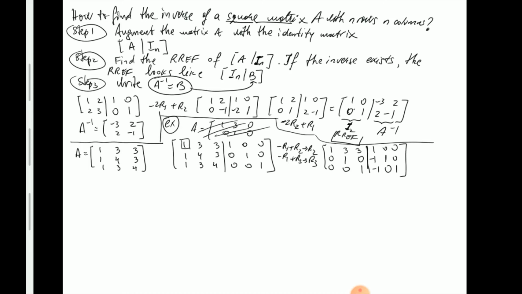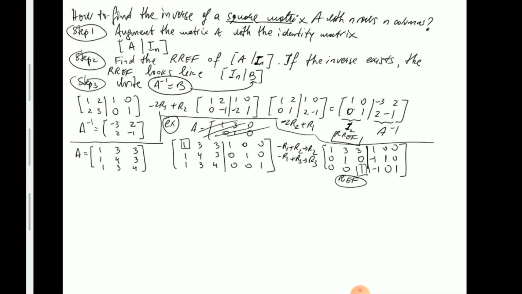Now, obviously, in some cases you have more steps. Here I just made it so that I have already leading ones. Sometimes you are lucky, like in this case, and you notice that after one step you are already at row echelon form. You have the leading ones and the zeros below them. All you have to do is proceed further and make zeros above the leading ones. Remember, when you go from row echelon form to reduced row echelon form, you start from the bottom up.